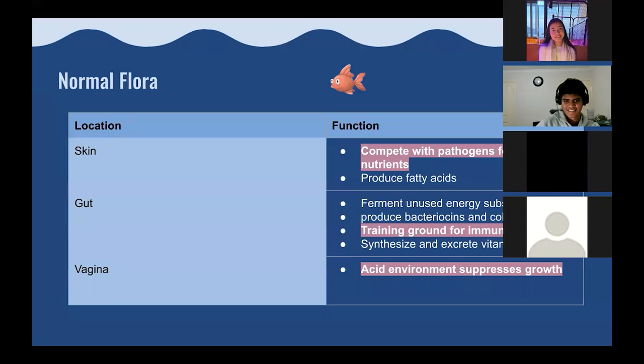In the skin, they compete with pathogens for space, and in the gut, they can produce secretions, which not only help us, like synthesizing and excreting vitamins, which is really important for us, but also can kill other bacteria as well, okay? The vagina has a very acidic environment that suppresses growth, and the normal flora that live there help with that acidic environment.